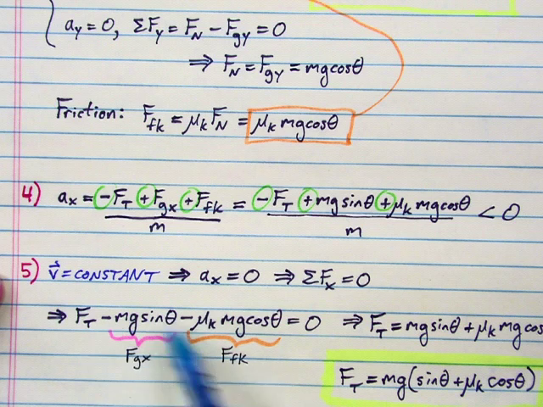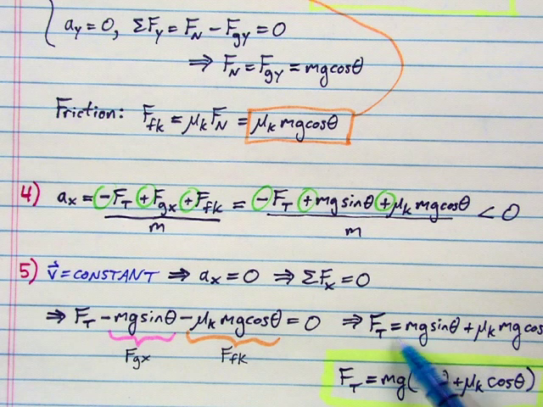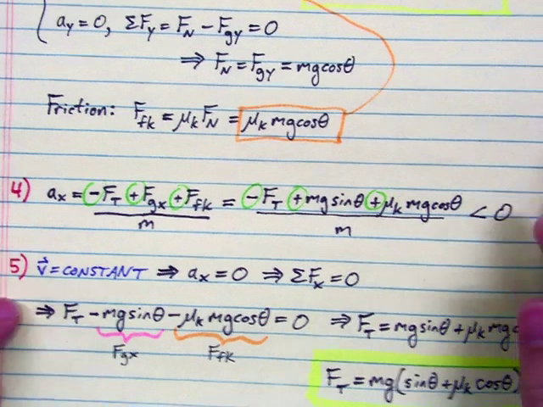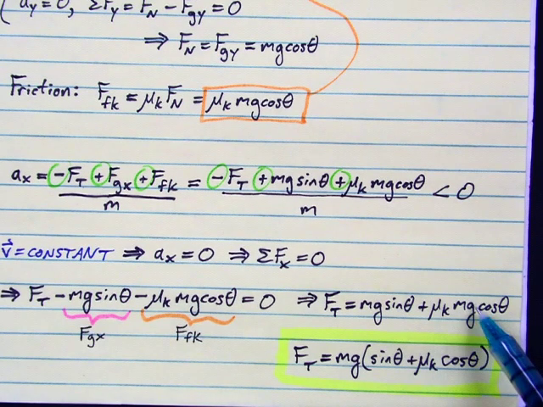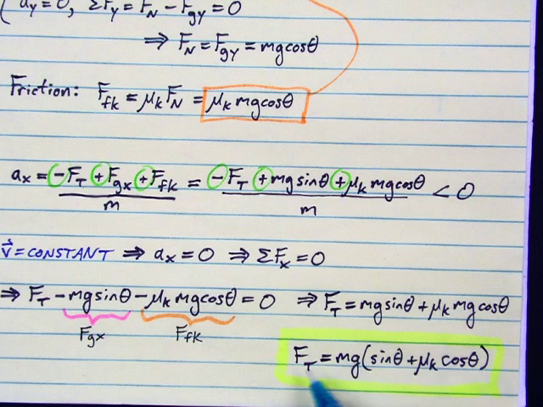And moving these two terms, FGX and FFK, over to the right-hand side, we have tension would have to be equal to this sum to pull at a constant speed. I've got an mg on this term and mg on that term. I can factor that mg out to have this simplified final result here.